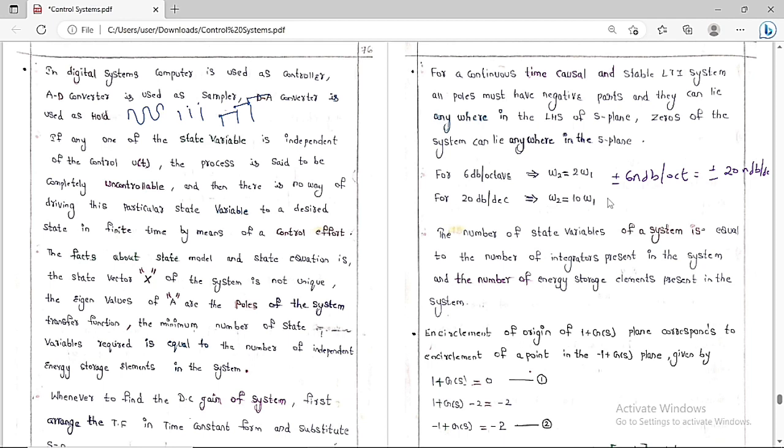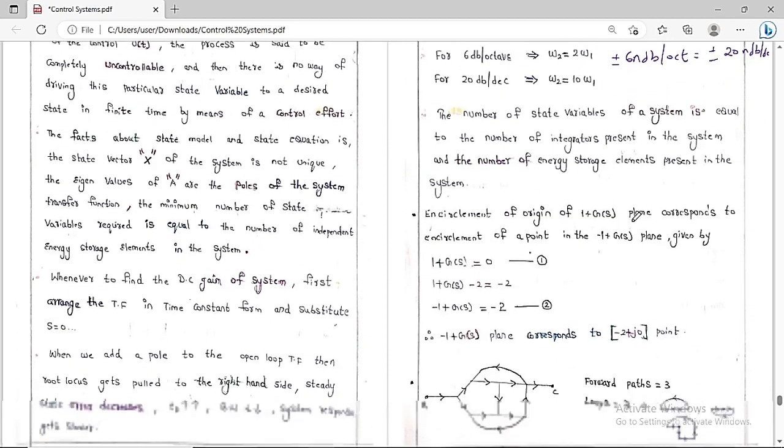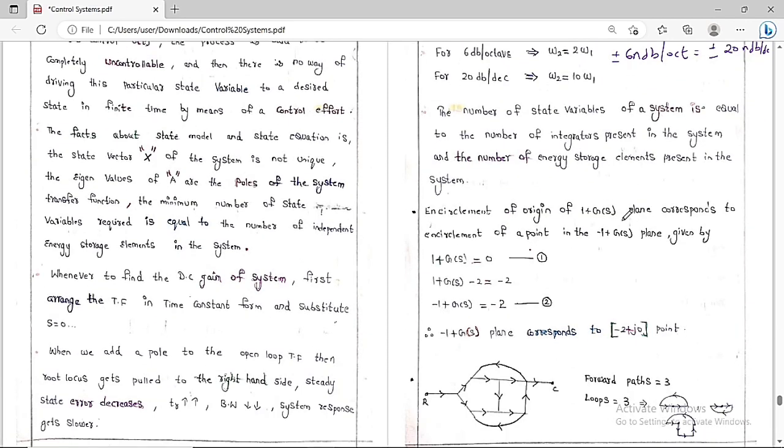So finally, I can say that plus or minus 6n decibels per octave is always equal to plus or minus 20n decibels per decade. And for 6 decibels per octave, we get omega 2 is equal to 2 times omega 1. And for 20 decibels per decade, we get omega 2 is equal to 10 times omega 1.